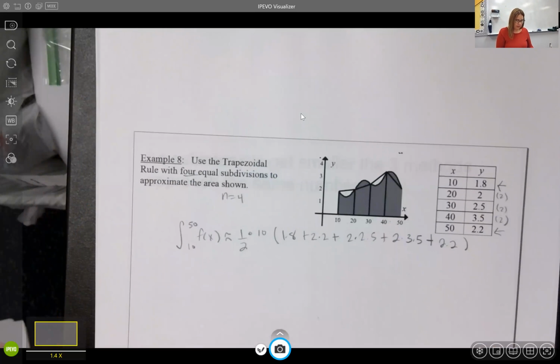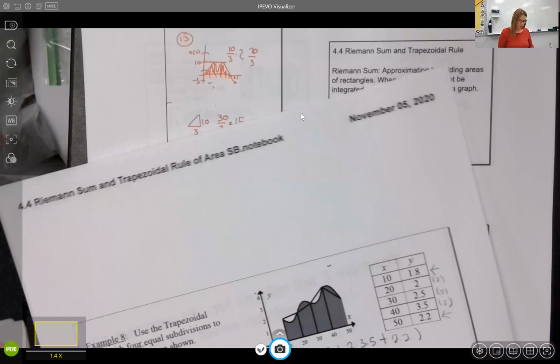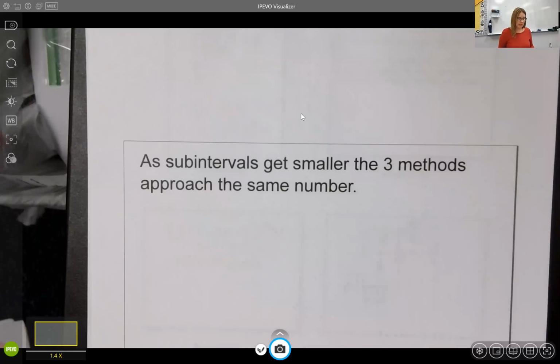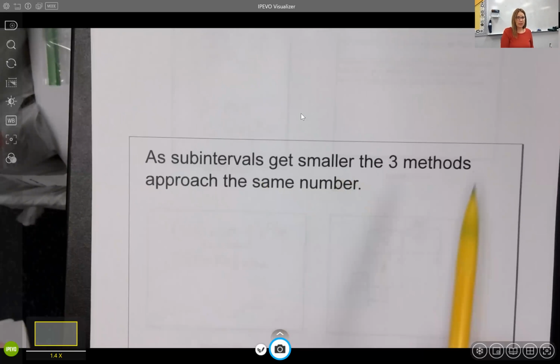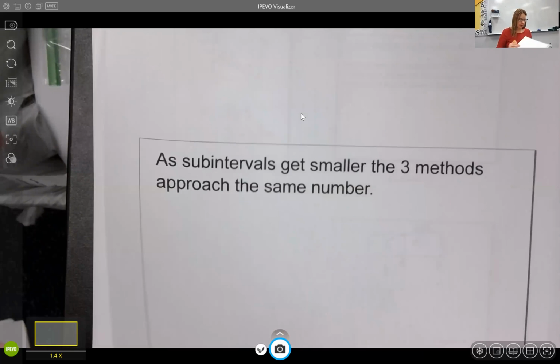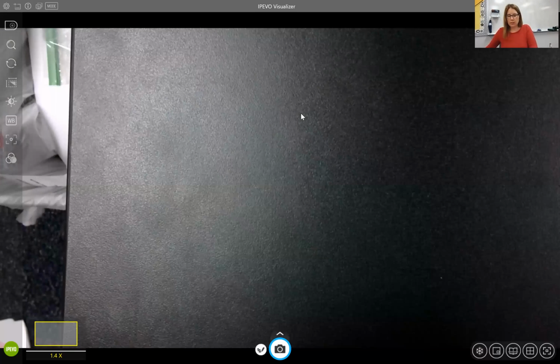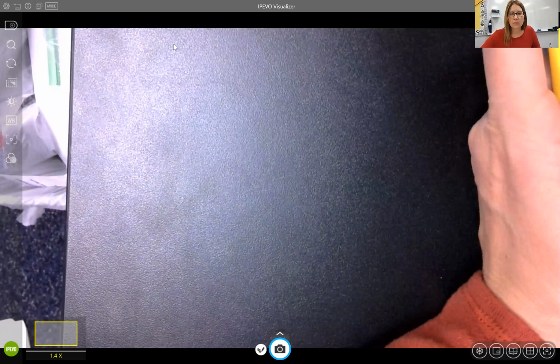All right. That's it for the assignment. So now we just have this last page that tells you as your subintervals get smaller, the three methods approach the same number. That's all I have for you guys. Let me know if you have any questions.